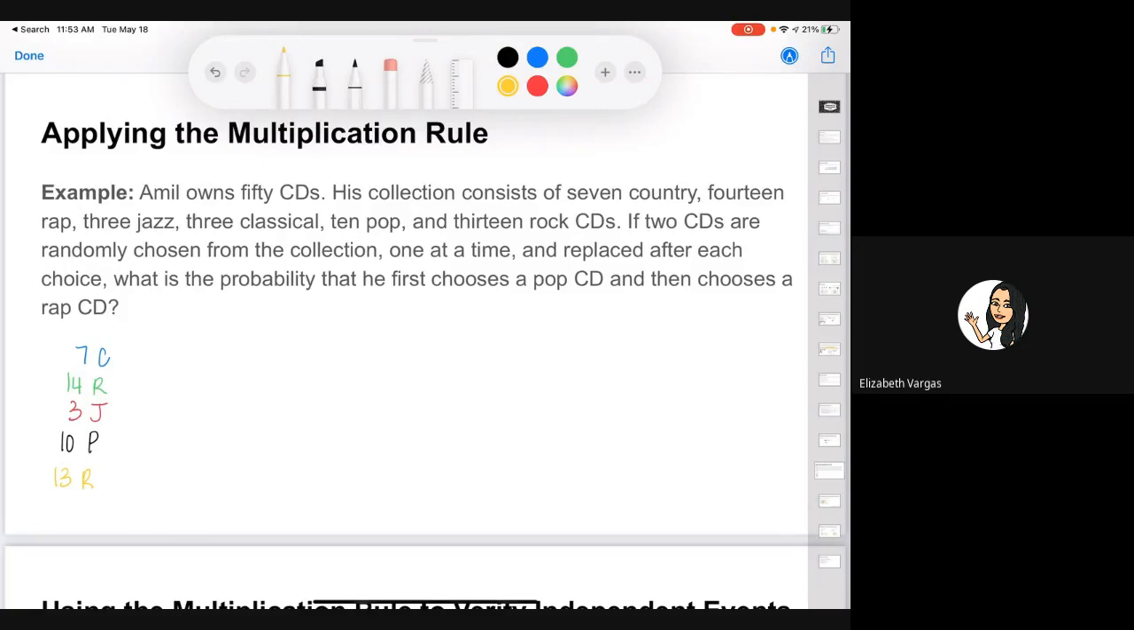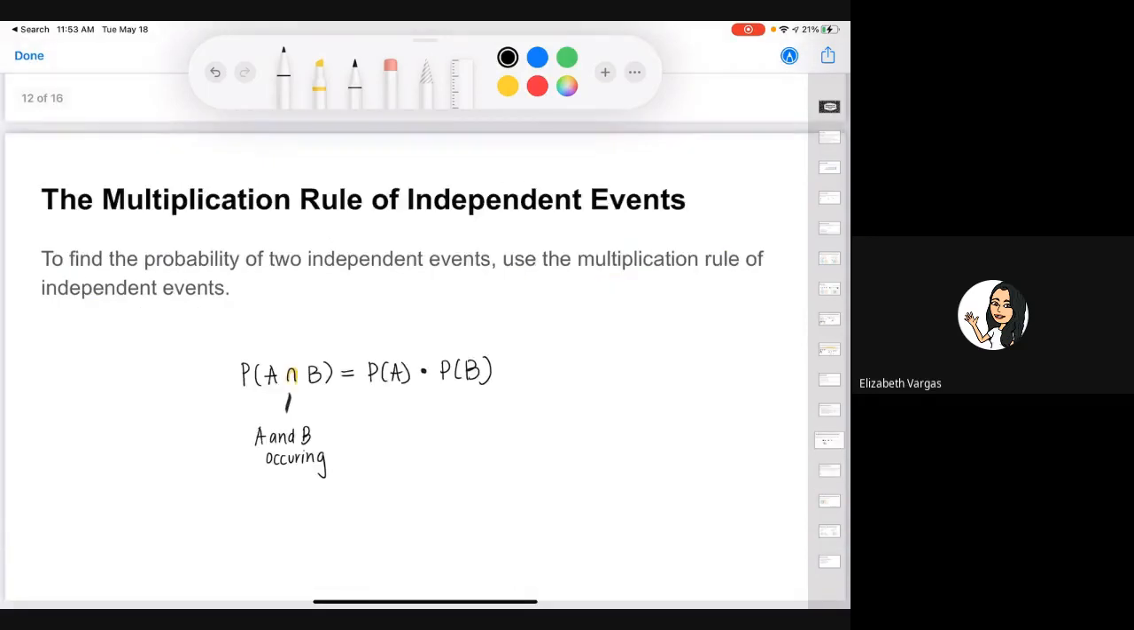If two CDs are randomly chosen from the collection, one at a time, and replaced after each choice, what is the probability that he first chooses a pop CD and then chooses a rap CD? So these two events do not have an effect on one another because what it tells me is they're chosen one at a time, and once I take one CD away, I replace it by another. Okay, so that means there's no effect on the other. So these two events are independent, and so therefore I can use my independent equation to solve for the probability of him doing what is asked.